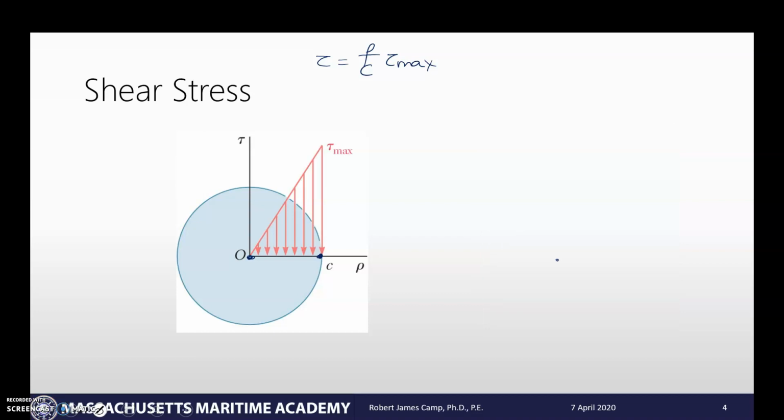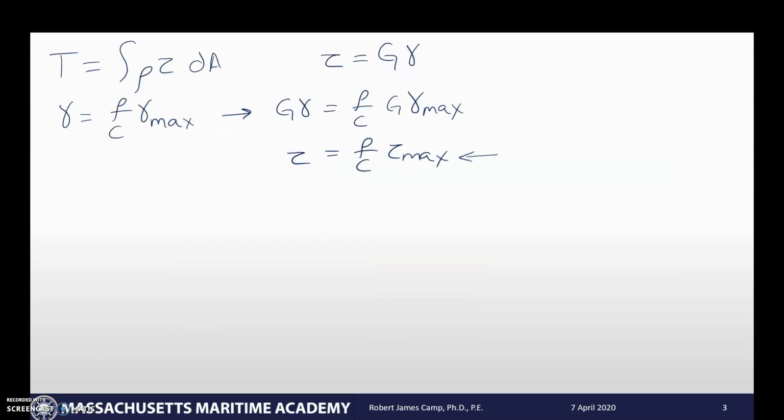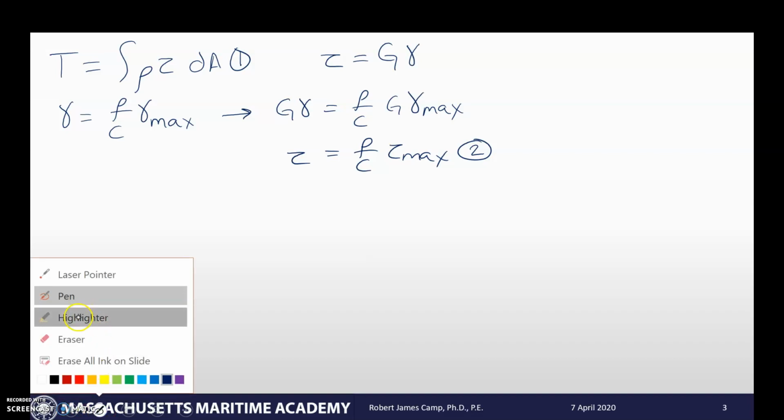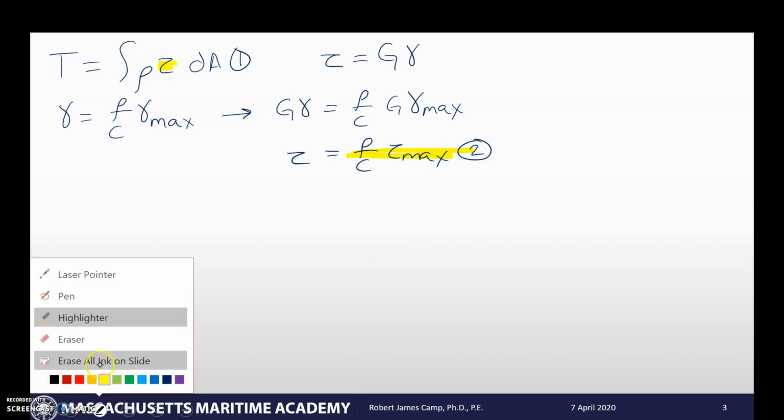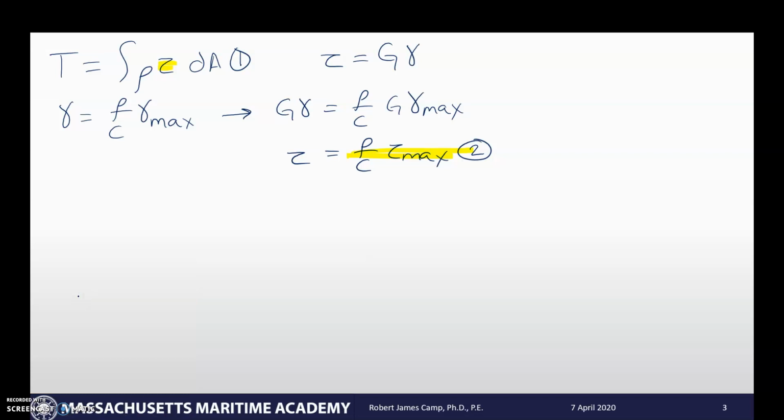Let's step back here because I've got room to write. I have this equation that we pulled from our other lecture, which we'll label 1, and what we've got here we'll call 2. Now I want to take the equation from 2 and plug it in for 1. If I do that, my torque still has the integration over the area of rho, now times rho over c, tau max, dA.